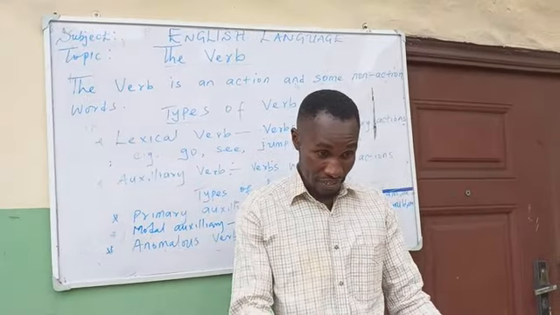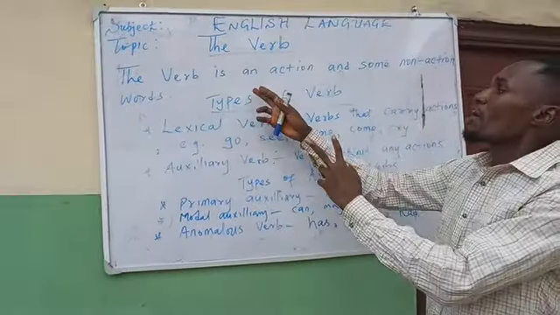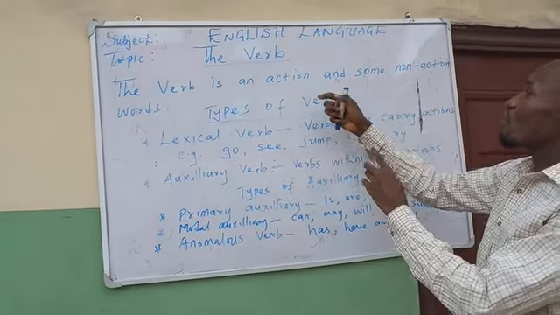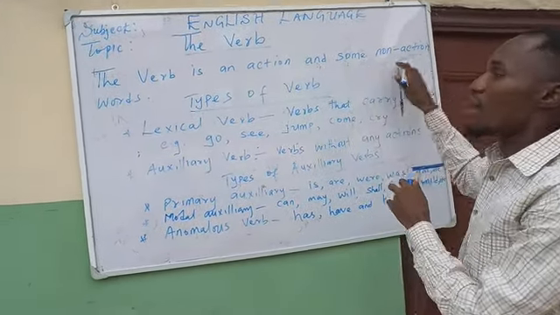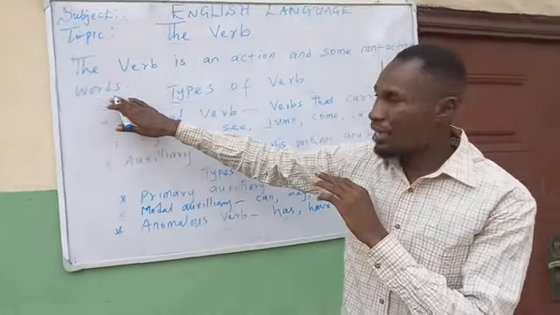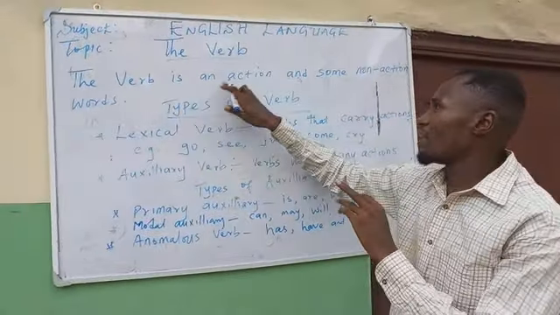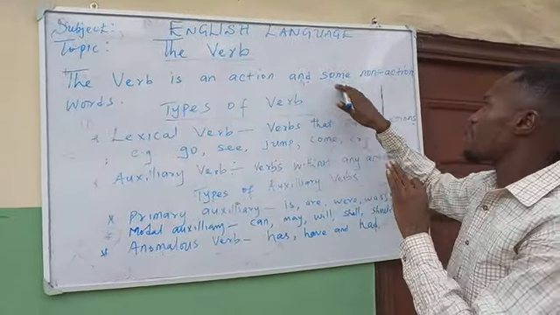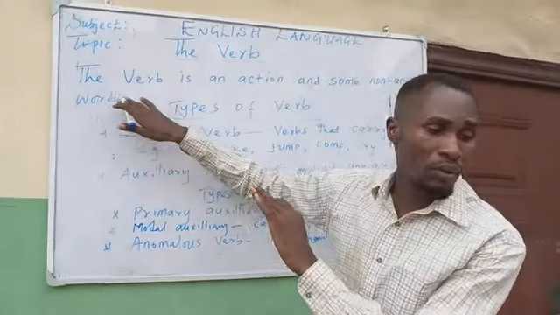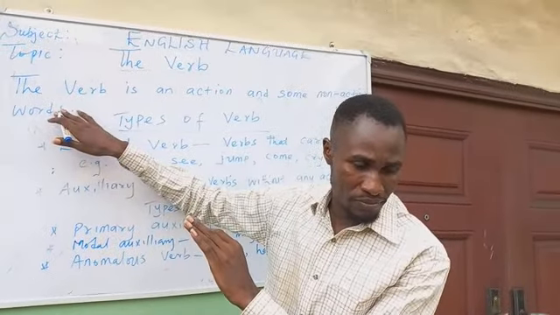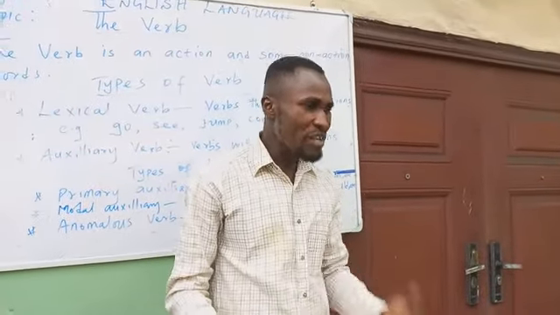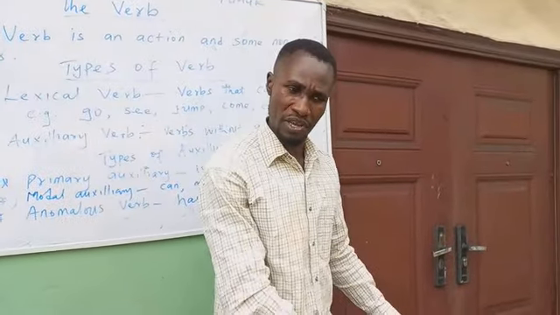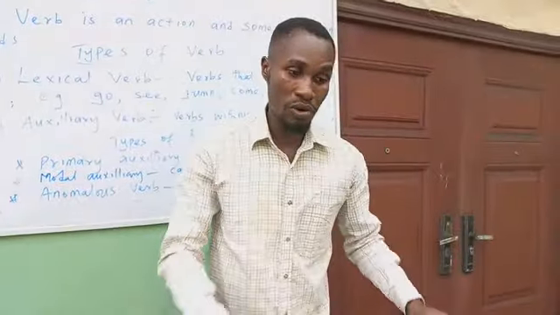Right? Are you there now? A verb is an action word, action, and some non-action what? Words. I'll say it again. A verb is an action and some non-action words. So why do you say so? That's a question. Why do you say a verb is an action word and some non-action words? I'm going to tell you.